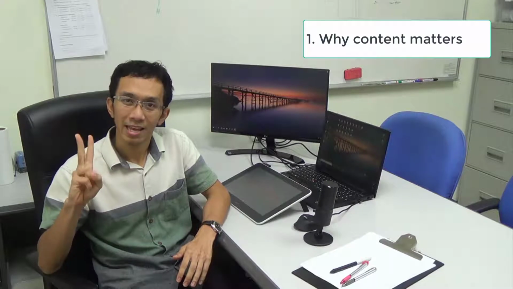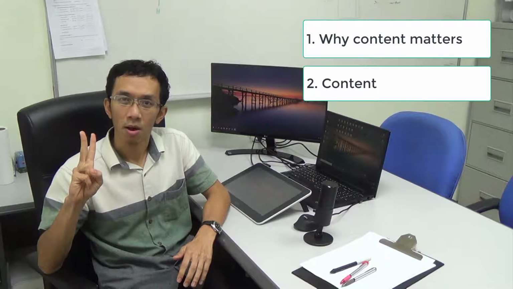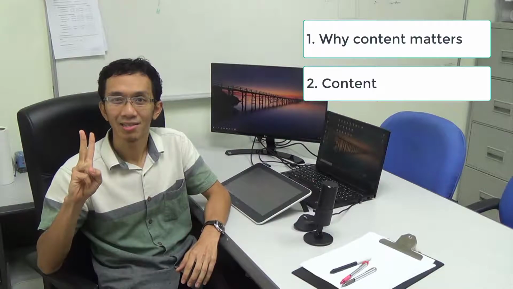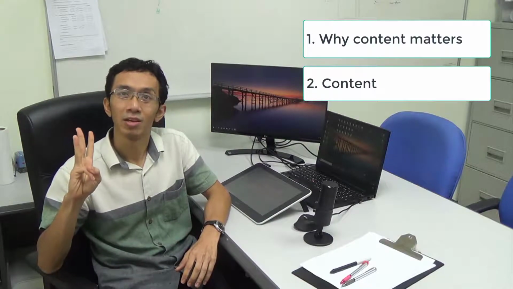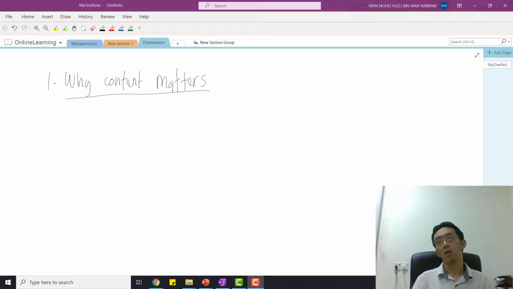First is about why content matters. Second is about the content itself, what to include in your presentation slide. And lastly, third is about the rubric. Let's get started. Okay, first is about why content matters.